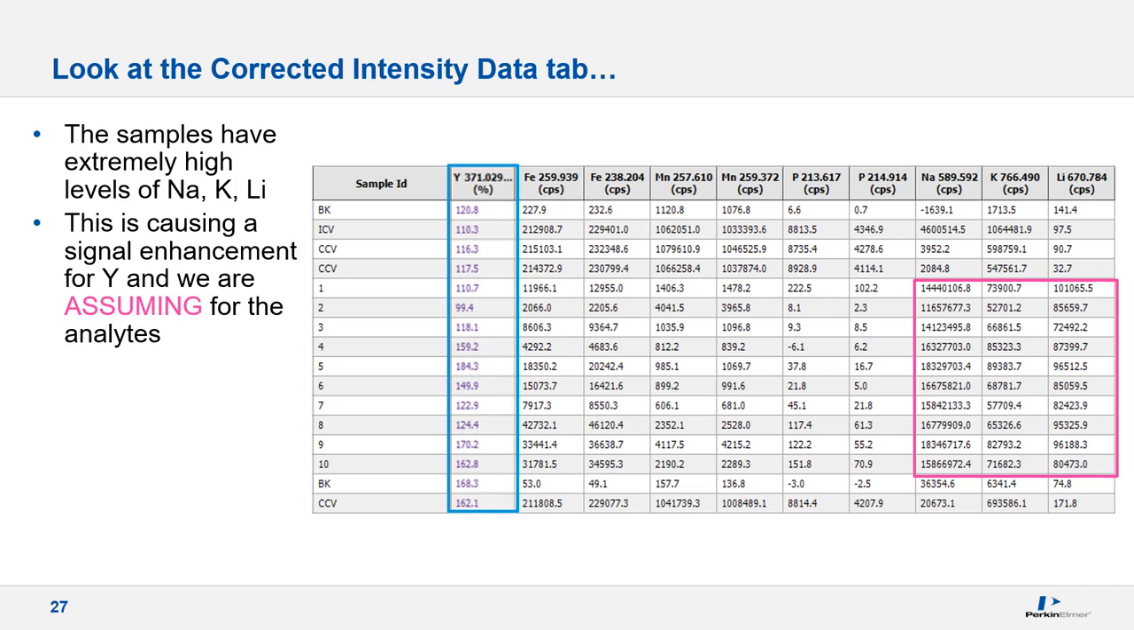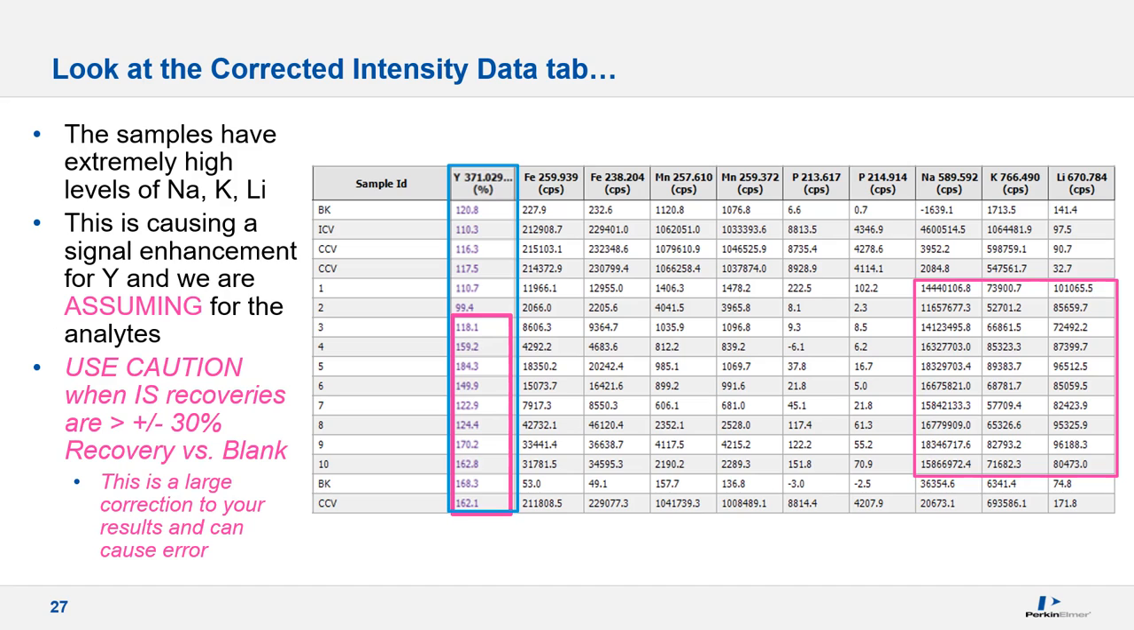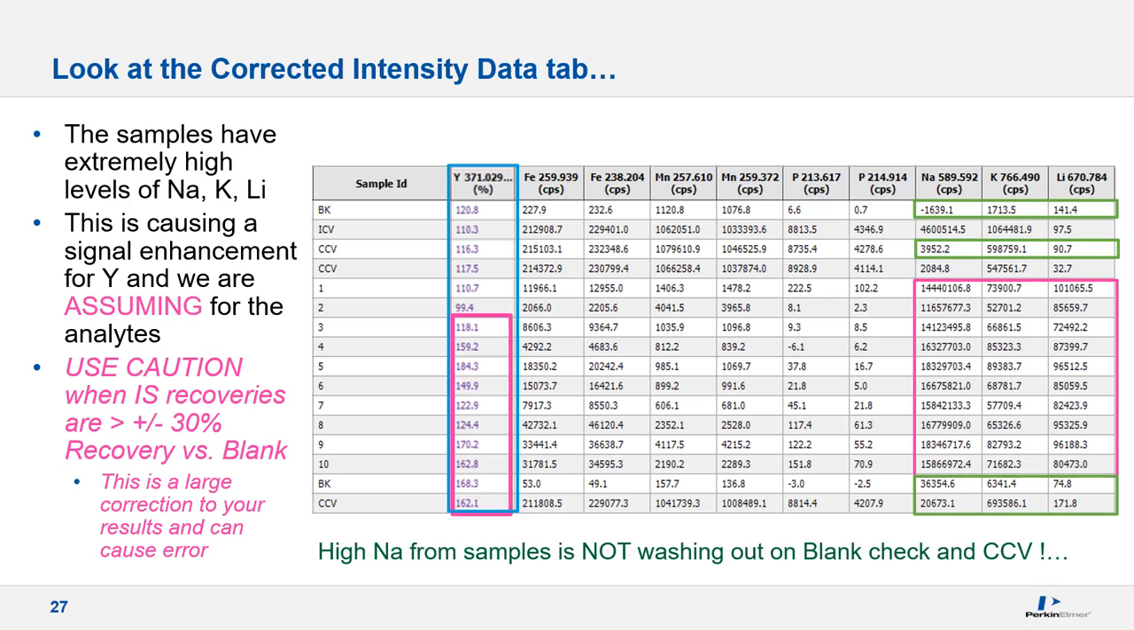Although we saw in the previous slide using yttrium did successfully correct for the signal enhancement in the second CCV, I would urge you to use caution whenever your internal standard recoveries vary by more than plus or minus 30% from the initial value in your calibration blank. The internal standard is essentially correcting your sample results automatically, and if you have a large correction, this can lead to some error in your results. I would always recommend doing a dilution or a spike recovery test to confirm your sample results when you see large changes in the internal standard intensity.